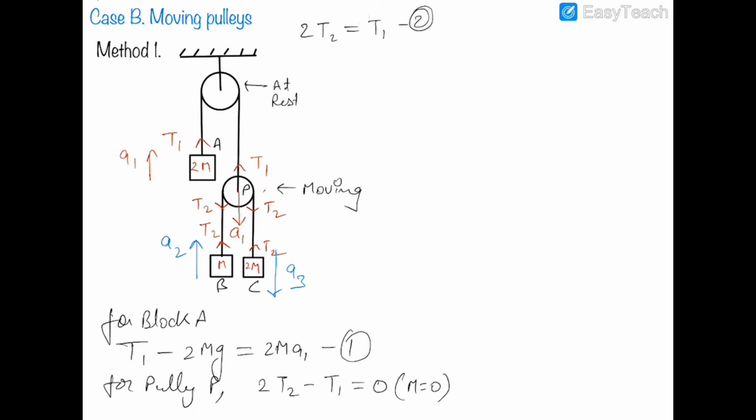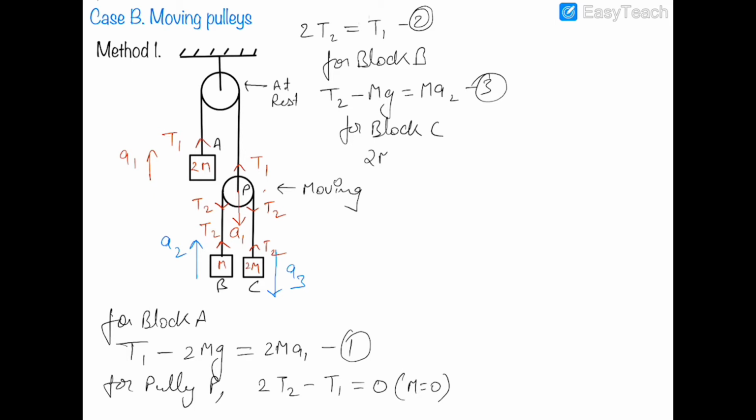The third equation is for block B. For block B, it is moving in the upward direction, so I can say that T2 minus mg will be equal to ma2. This is equation number 3. And for block C, the equation will be 2mg minus T2 will be equal to 2ma3. This is equation number 4.